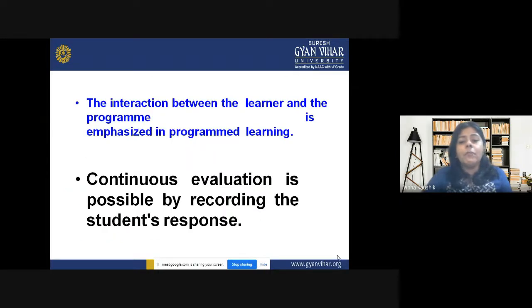The interaction between the learner and the program is emphasized in program learning. Continuous evaluation is possible by recording the student response. When the teacher is teaching with the program instruction method, continuous evaluation of the learners is possible by recording the students' responses, how the students respond to a particular question.